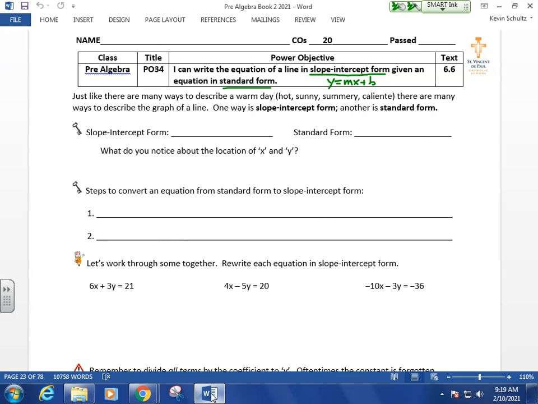You got the slope, got the y-intercept, easy. But if the equation is given to you in standard form, there's a little bit of work to do to put it into that slope-intercept form. And so fill in this line here, slope-intercept form, y equals mx plus b. And then standard form looks like this, ax plus by equals c.